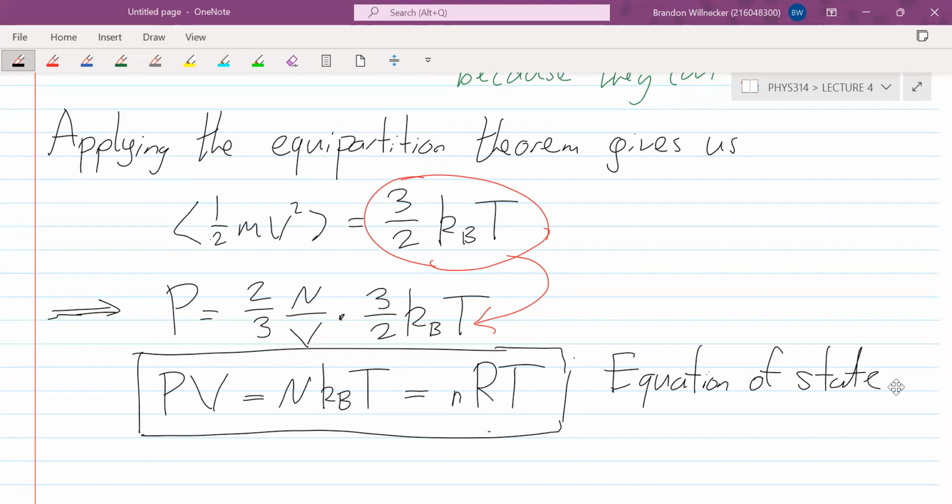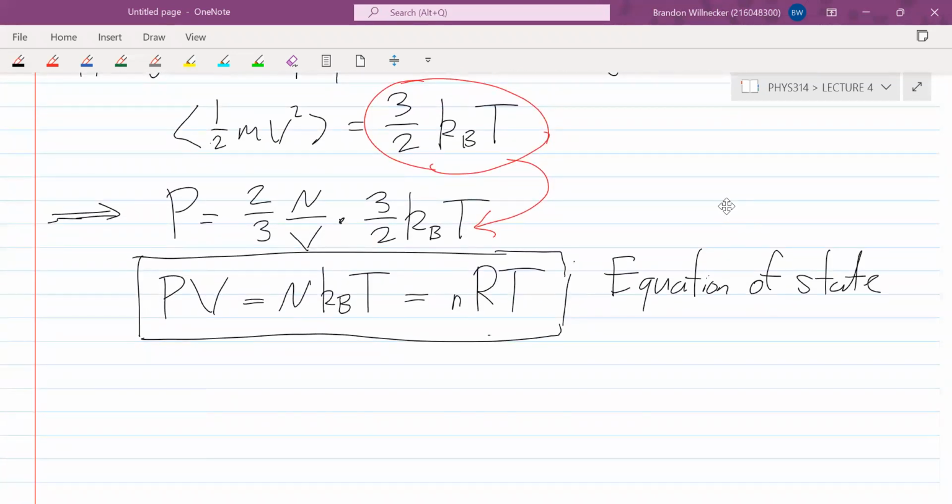Okay, so we found the equation of state from a microscopic perspective. We considered the individual particles bouncing against the walls, and by taking averages over all of the particles and all the possible velocities, we end up with the equation of state that we've been using before. But this time from a microscopic perspective, rather than the macroscopic perspective that we covered at the beginning.